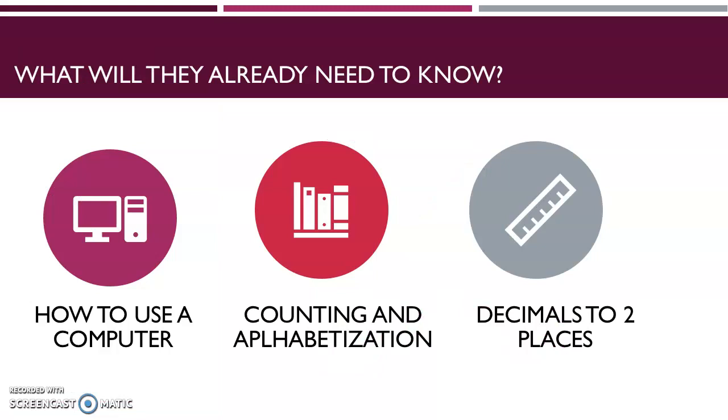What they need to already know. They need to know the basics of how to use a computer. This will be so they can use the library catalog. They need to understand counting, up to 999 at least, also alphabetization, and they need to understand decimals up to 2 places because that's how Dewey works.